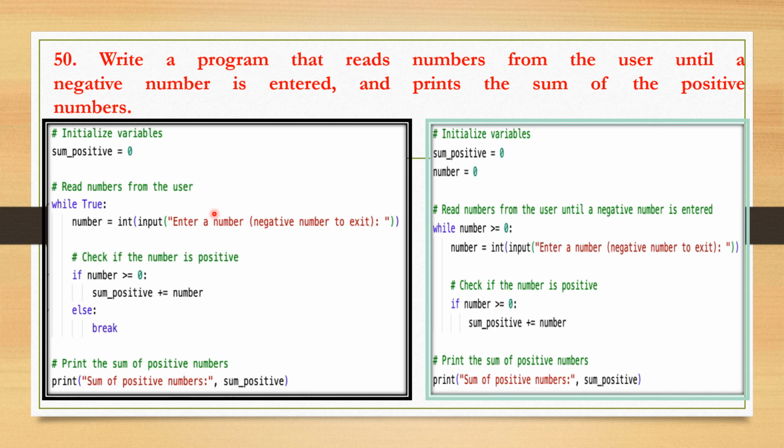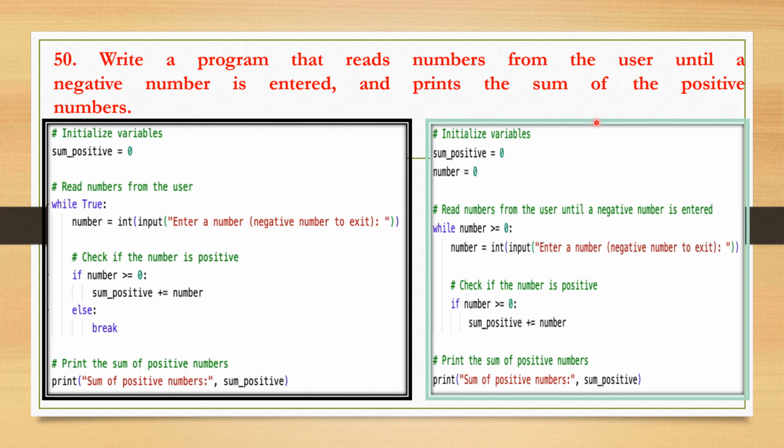So once the loop is exited, we print the sum of positive numbers using print sum of positive numbers equals sum_positives. And the program will keep asking the user for numbers until a negative number is entered.